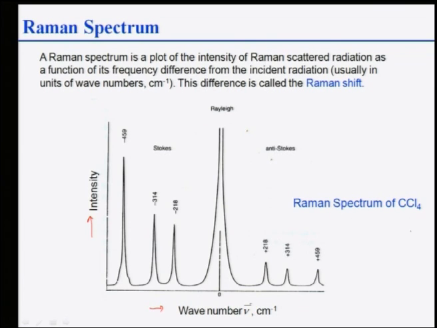And this is for carbon tetrachloride. You can see these are the frequency differences minus, and these are the frequency differences plus for the anti-Stokes, and this is the Rayleigh. Rayleigh will be the highest peak because this is the elastic scattering. On the left of the Rayleigh, at lower wave numbers, will be the Stokes, and on the right side will be anti-Stokes. These are inelastic scatterings, where energy is lost or energy is gained.